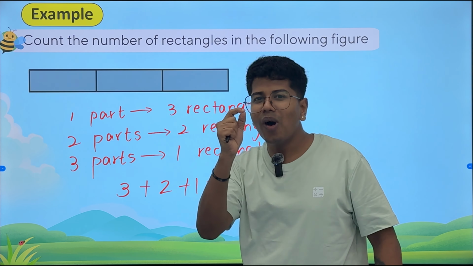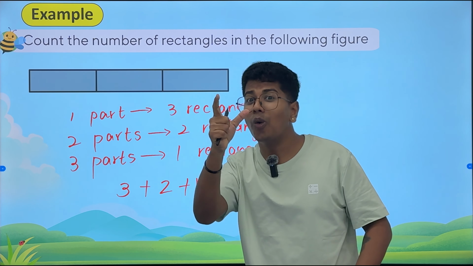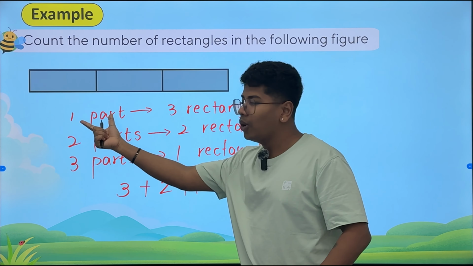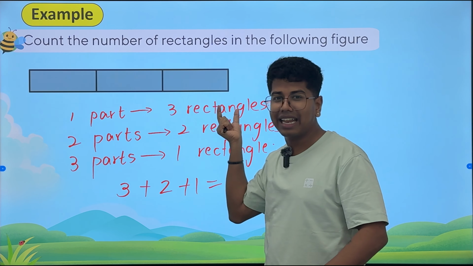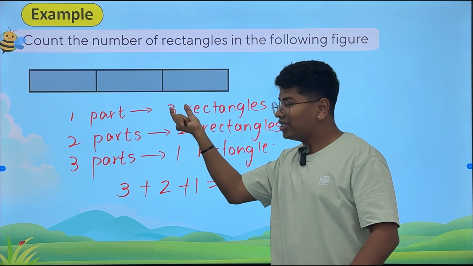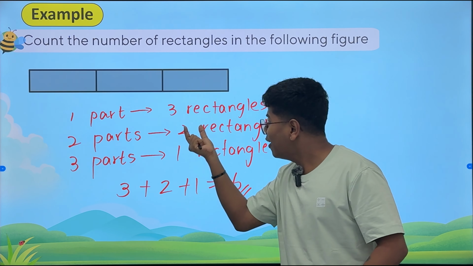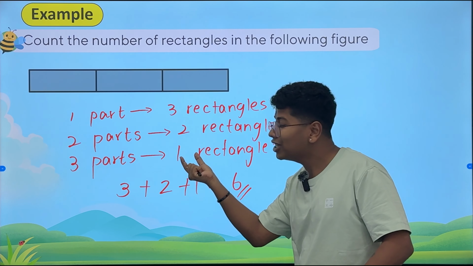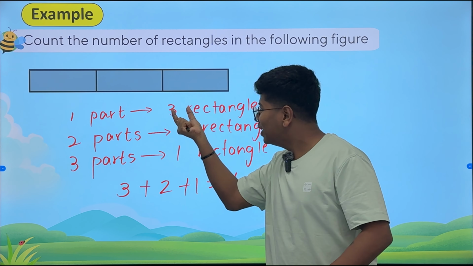Now, there is one certain thing that I want you to observe. Check, when I count 1 part, there were 3 rectangles. For 2 parts, it's just 2. From 3, it became 2. And from 2, it became how much? Just 1. So, it's just 3, 2, 1.